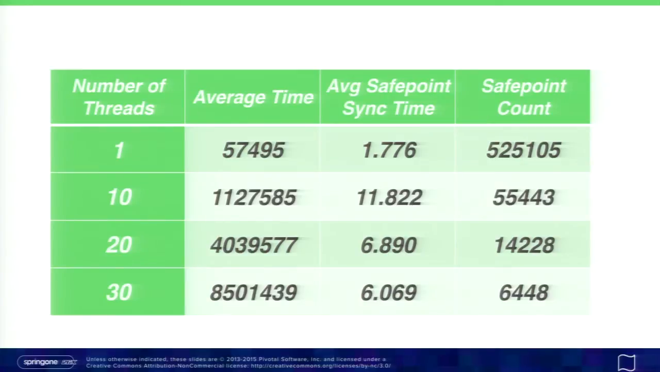Now, if you look at the column far to the, I guess that's your right, the Safepoint count, this is something I was not expecting. When I have 1 thread, I hit way more Safepoints than when I have 30 threads. So why is this?